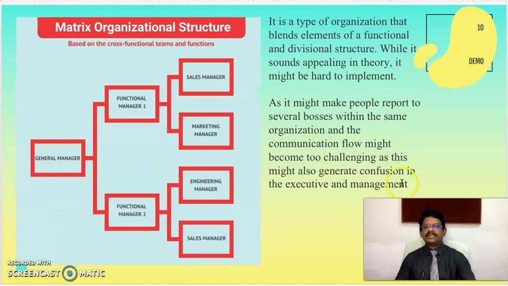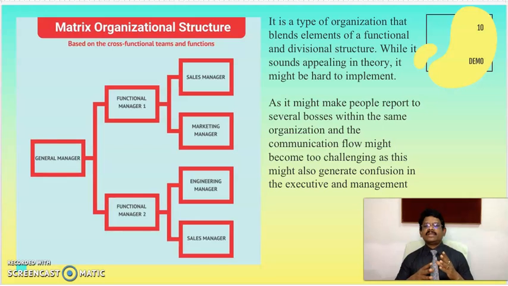Then further, if you look at the matrix organizational structure, this is based on cross-functional teams and functions. You'll find different product lines and functional lines, so there is a kind of matrix. The general manager is one, but he looks after the functional managers as well as the functional-level and operational-level activities.